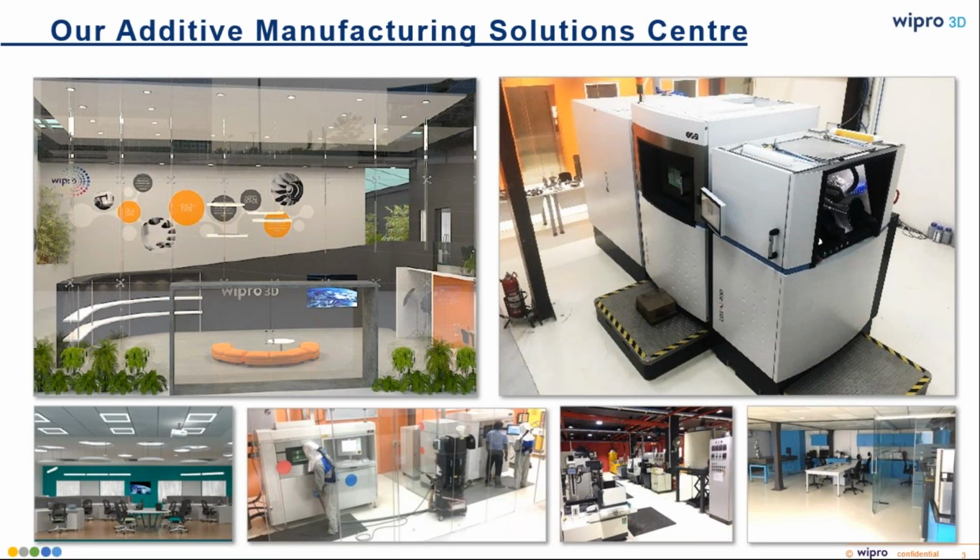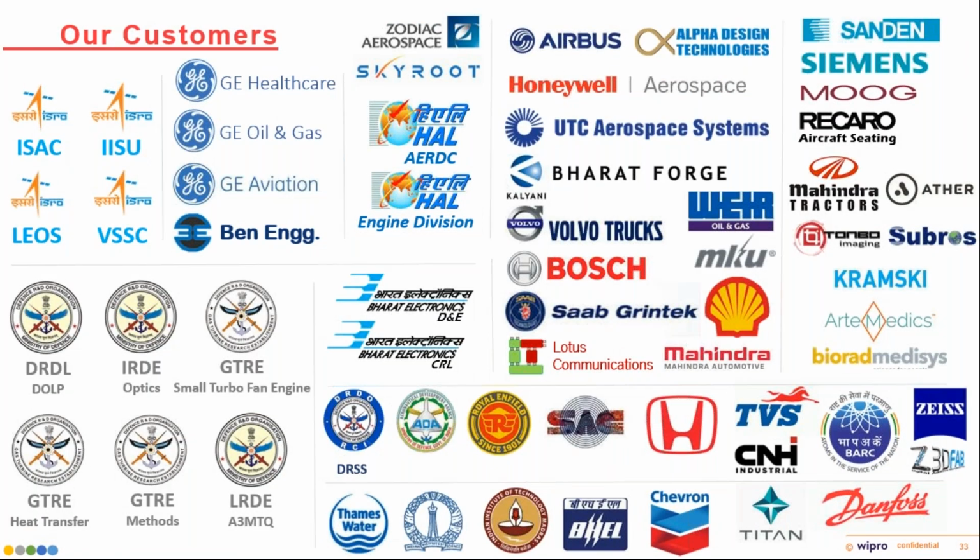Just a few images of our setup. So yeah, these are a few of our customers, which mainly cover a lot of public sector units. We worked with GE on many wings of GE, a few automotive companies as well, a few exciting startups like Skyroot Aerospace and Moog Aircraft, Ather as well, which is one of the electric two-wheeler companies.